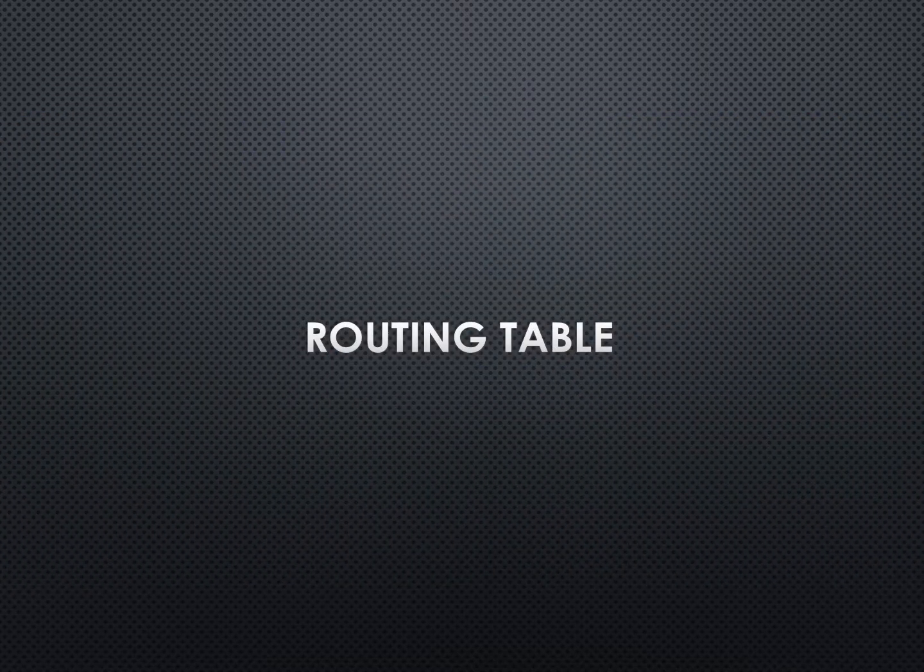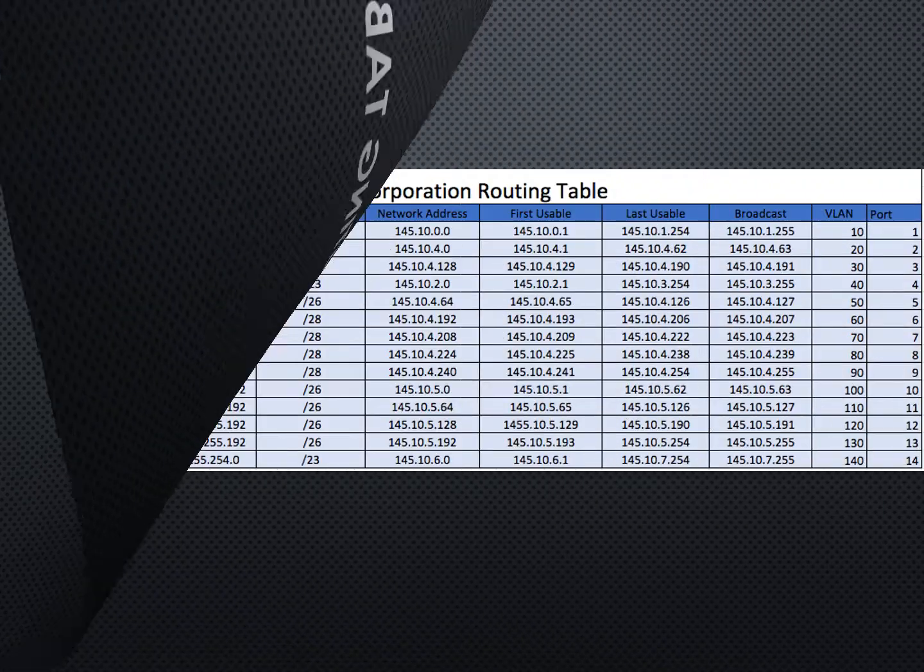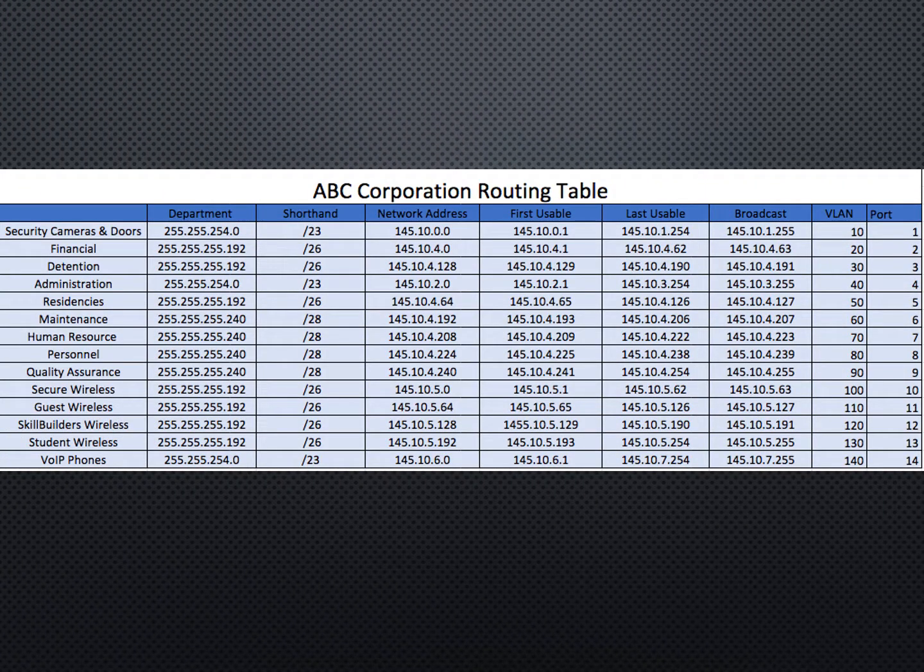Next, we will view the updated routing table for ABC Corporation. We have updated our routing table to account for the VoIP phone connections. In addition, we have assigned each of the departments their own VLAN and designated port for operation. With these additions, we now have 14 departments instead of the previous 13, still operating with the /23, /26, and /28 subnet masks, all working with Class B addressing.